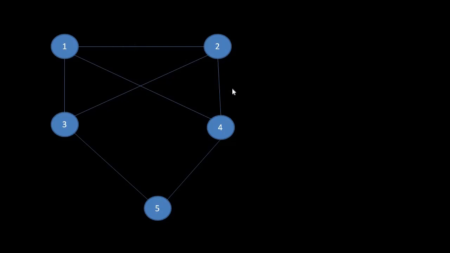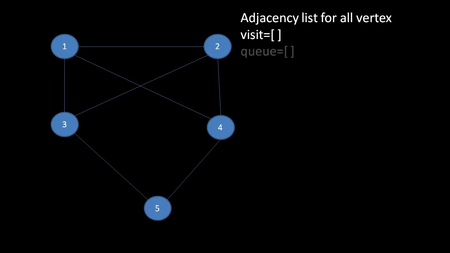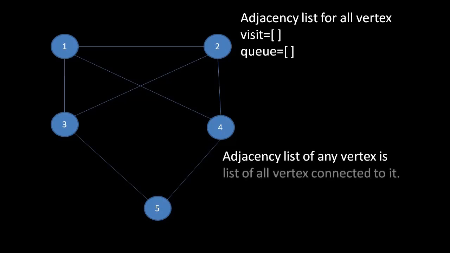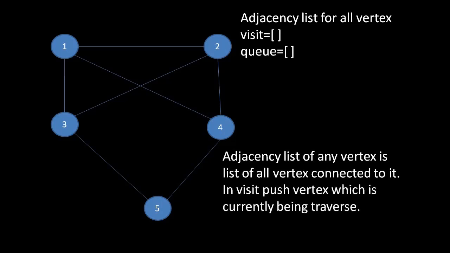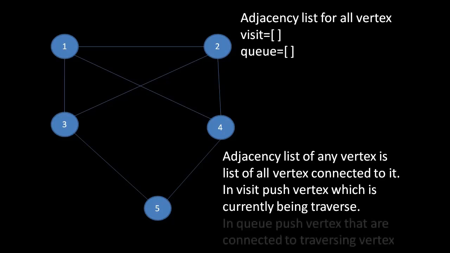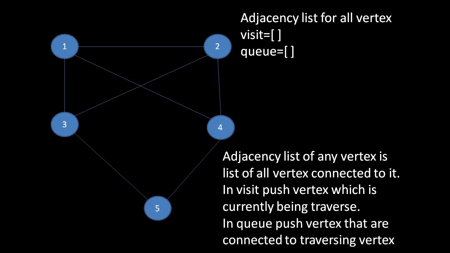So in breadth first search we create an adjacency list for all vertices. We create an array visit, then a queue. The adjacency list of any vertex is the list of all vertices connected to it. In visit we push the vertex which is currently being traversed, and in the queue we push the vertices that are connected to the traversing vertex.